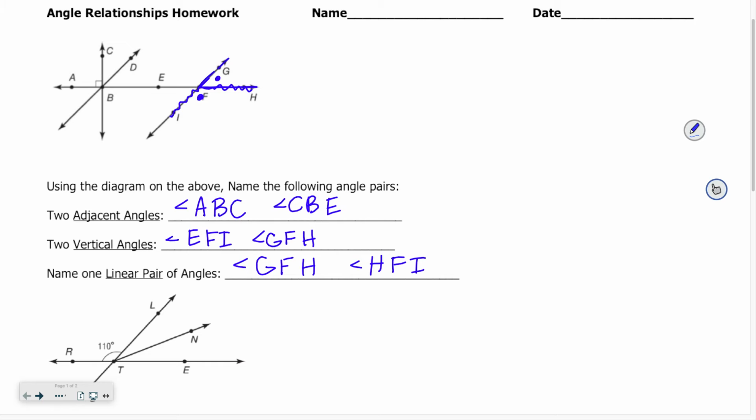I'm not sure. What'd you pick? CBA and CBE is great. EFG and GFX? Perfect.